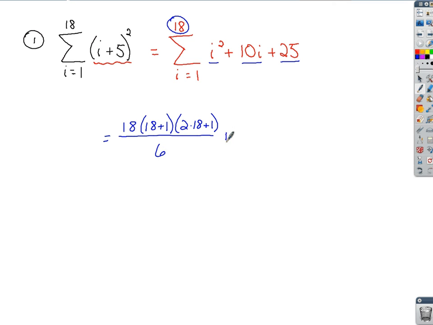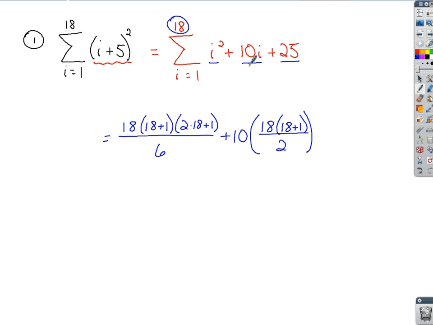Next, I would add. I have 10 times i, so I take my theorem for i, which is n times n plus 1 over 2. Again, n is 18, so it's 18 times 18 plus 1 all over 2. I am multiplying this by 10 because of the 10 in front of the i.